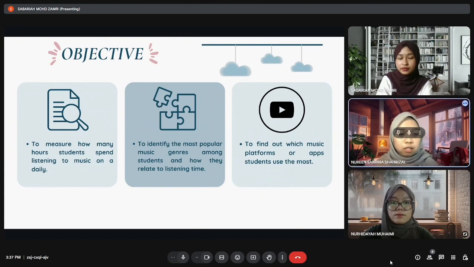Our objective is, first, to measure how many hours students spend listening to music daily. Second, to identify the most popular music genre among students and how it relates to listening time. Third, to find out which music platform or apps students use the most.